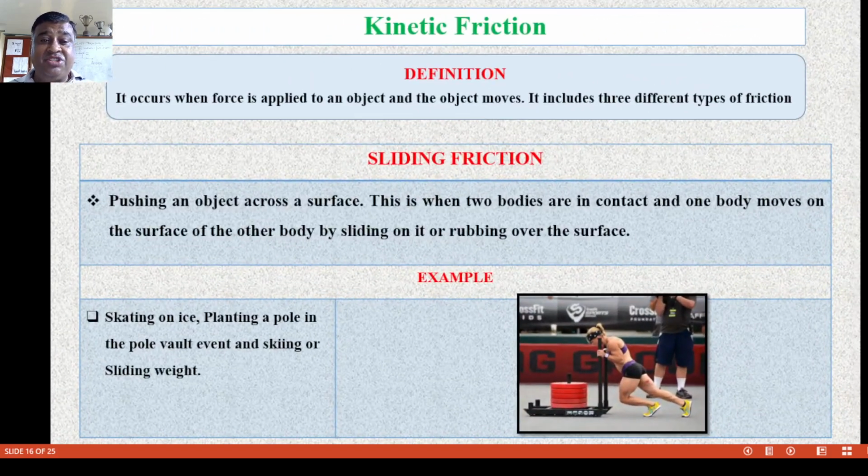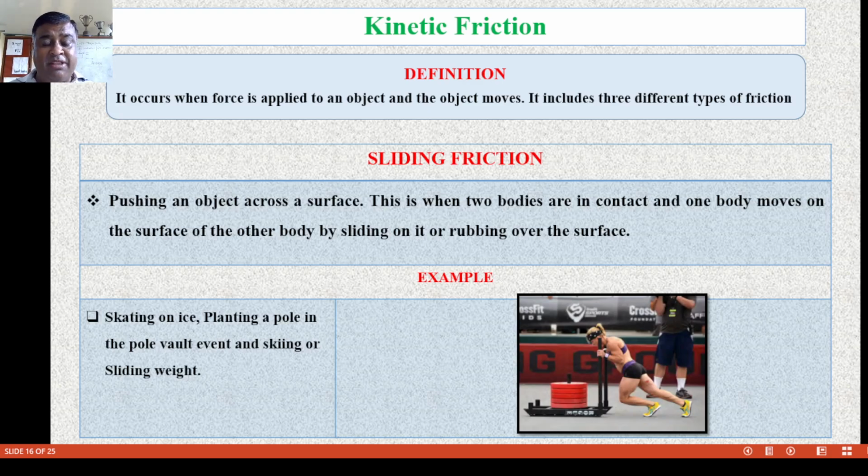Next is kinetic friction. Kinetic friction occurs when a force is applied to an object and the object can move. It includes three different types of friction. Under this, first is sliding friction: the pushing of an object across a surface. This is when two bodies are in contact and one body moves, sliding or rubbing over the surface of the other body.